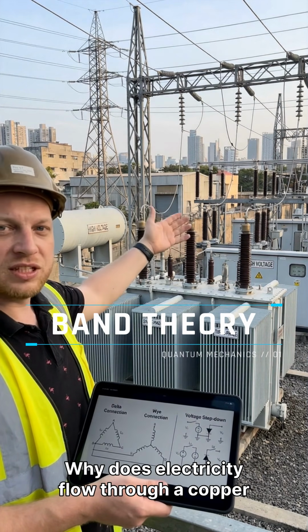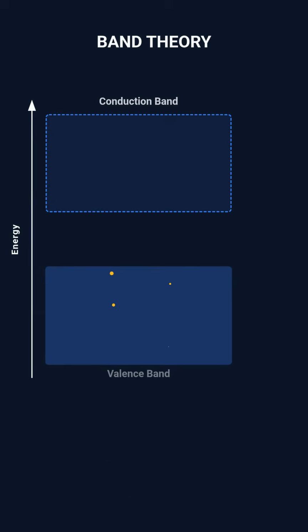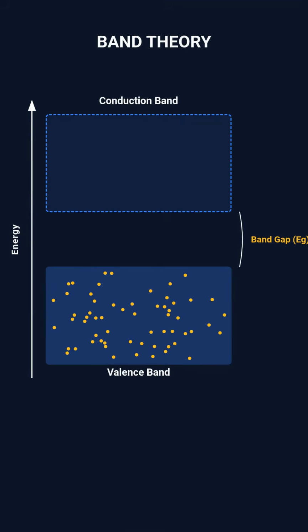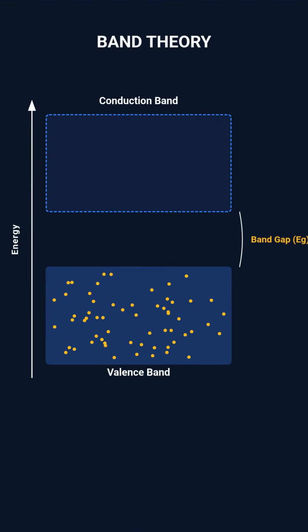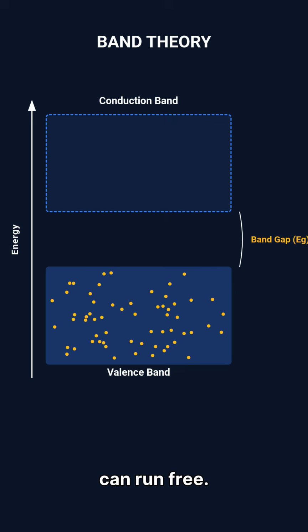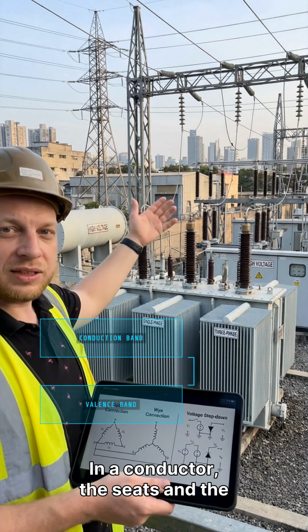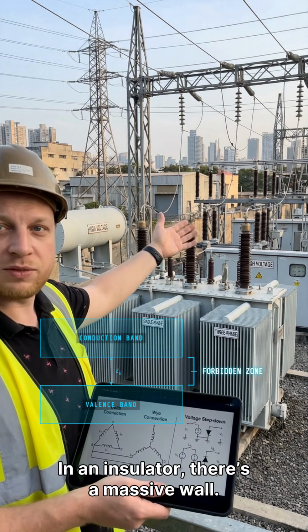Why does electricity flow through a copper wire but stop at a piece of glass? It all comes down to the band theory. Imagine a stadium. The seats are the valence band, where electrons stay put. The field is the conduction band, where electrons can run free. In a conductor, the seats and the field overlap. In an insulator, there's a massive wall.